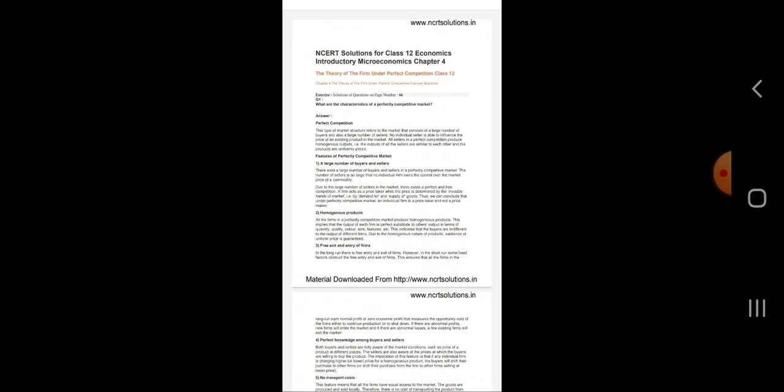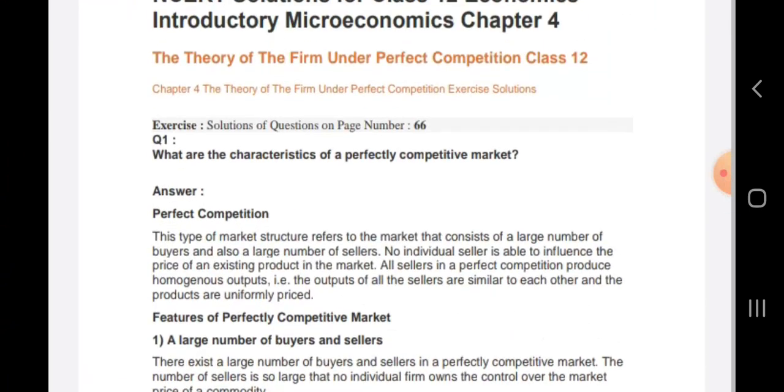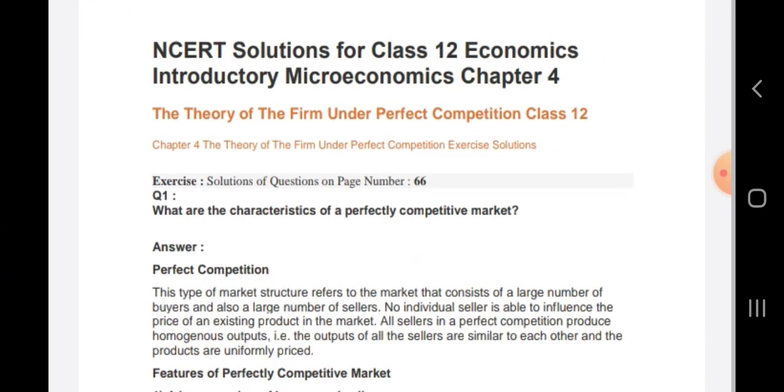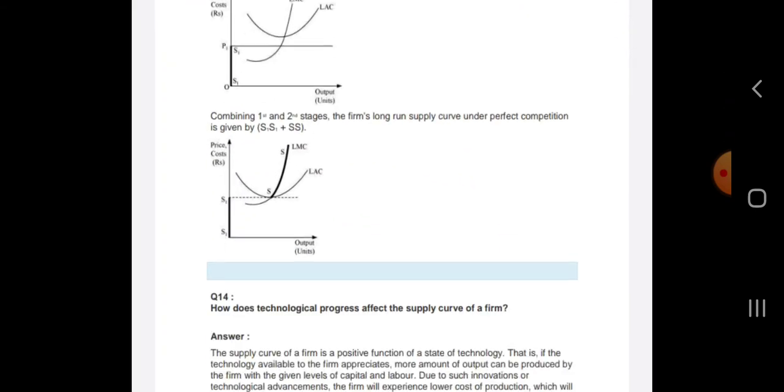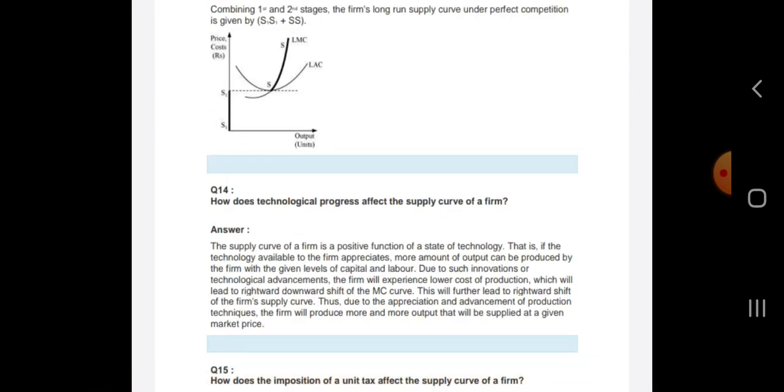I'm in Coaching Center. Today I'm going to explain the 12th standard economics, the 4th chapter, theory of the firm under perfect competition, and it is part 2 video. So let's come to the other topics of this chapter.